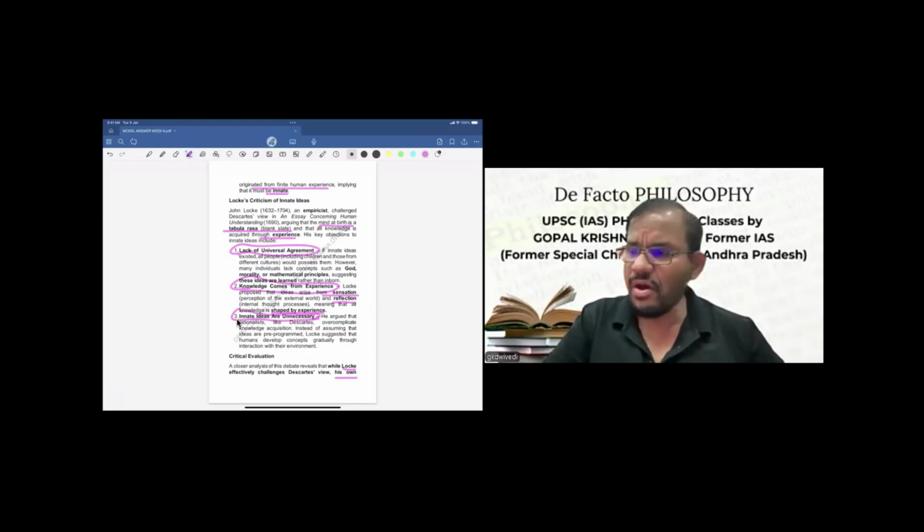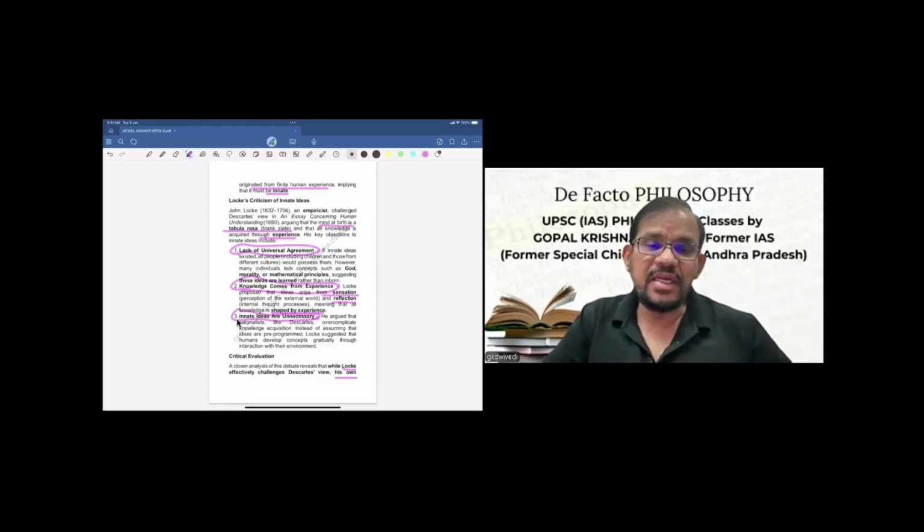Now, what's Locke's criticism? He was again a 17th century philosopher. He was an empiricist, we know. He has given the theory of tabula rasa. He says that the mind at birth is a blank state. The mind is totally empty, and all knowledge is acquired through experience only. So, on the one hand, Descartes says that knowledge is innate, while Locke says that all knowledge comes from experience only.